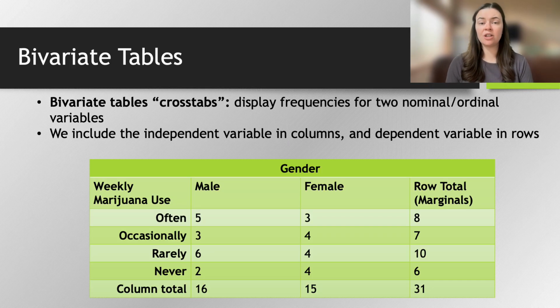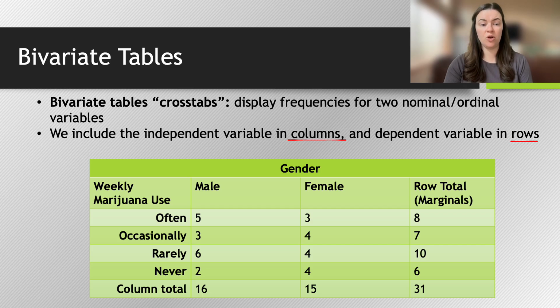Before we dive into actually conducting chi-square tests of independence, we need to revisit this idea all the way back from chapter 2 of bivariate tables or crosstabs. Bivariate tables allow us to display frequencies for two nominal or ordinal level variables, and we typically include the independent variable in columns and the dependent variable in rows. So let's take a look at our example below.